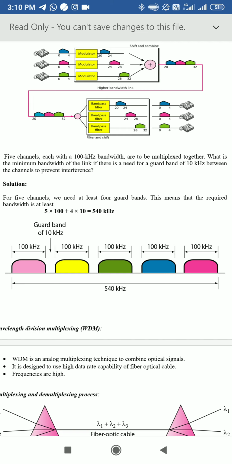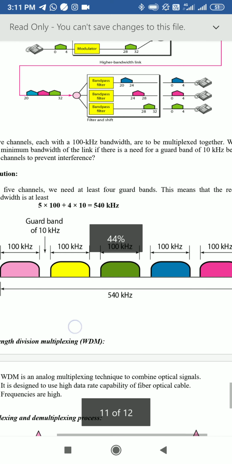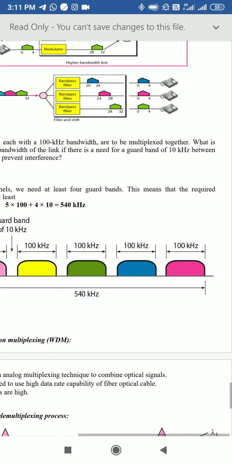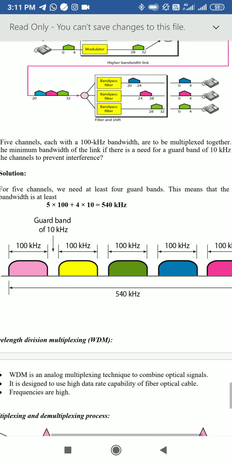So the entire bandwidth of the link can be calculated just by adding all these: 100 plus 100, 200, 300, 400, 500. 500 kilohertz is the total bandwidth of all the 5 channels, plus 10 kilohertz for the first guard band, plus 10 is 20, plus 10 is 30, plus 10 is 40. So 500 plus 40 is nothing but 540, which we can represent as 5 into 100 plus 4, the number of guard bands, into 10, the frequency range of a guard band.